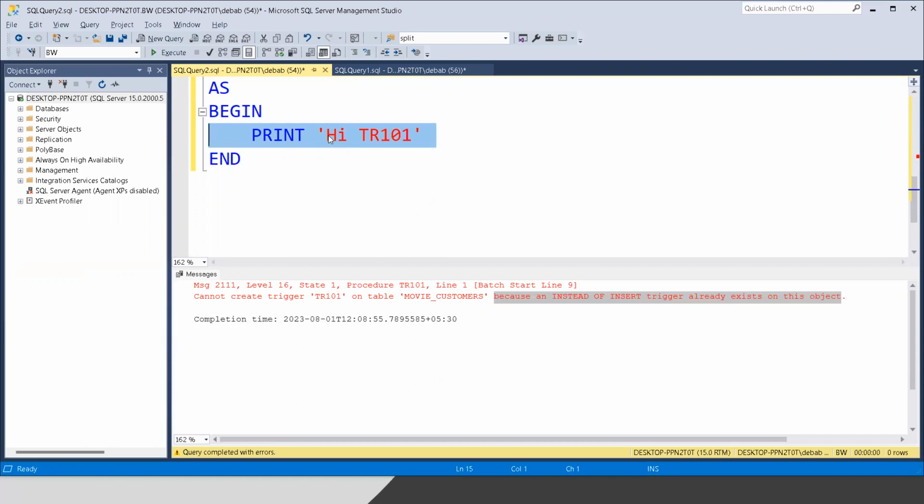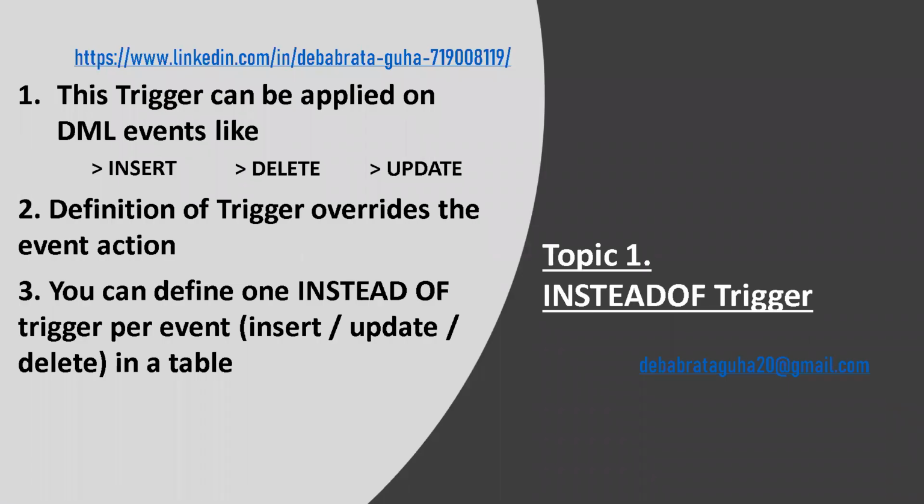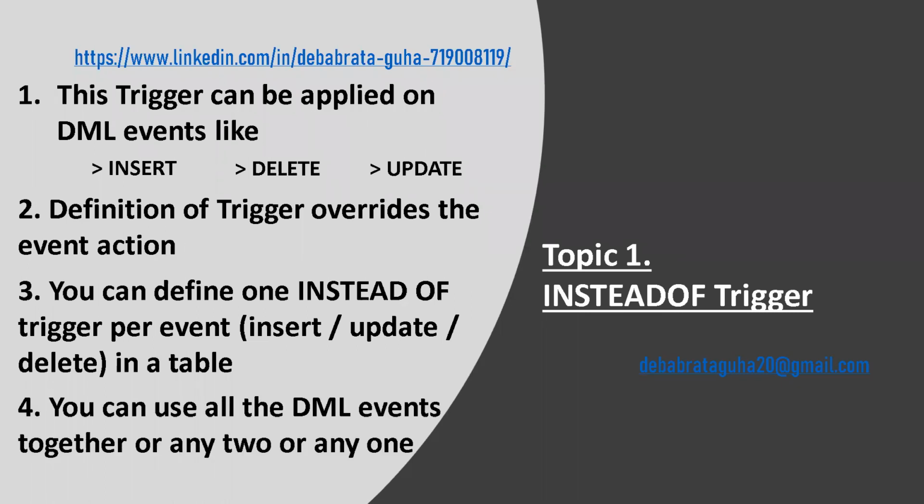Here it is just printing, so it will not create any confusion, but over time, when we check something complicated, it might create some confusion. That's why they have restricted it to only one instead of trigger per event. Okay, so I'm just playing with insert now, but you can define it for others as well. The last option is that you can use all the DML events together, or any two, or any one.